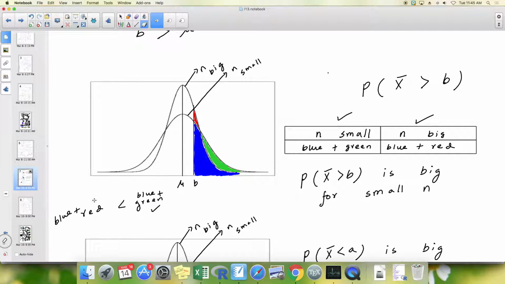So once again, there's a n big, there's a n small, just as before. There's a tall and skinny graph, there's a short and flat graph. And now the intersection point of the two graphs is around here, and my b lies to the left of that. Obviously b is still bigger than mu. That has to be there. And obviously, as before, we are looking at the right tail. But now the position of b has changed.